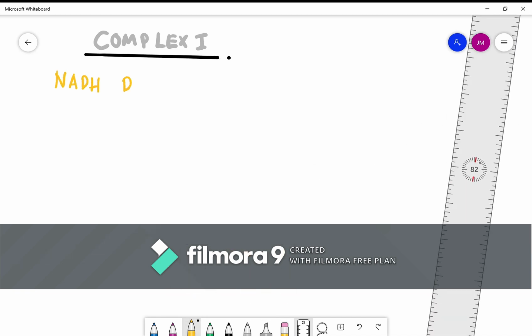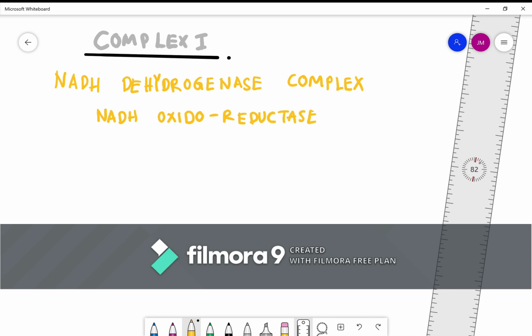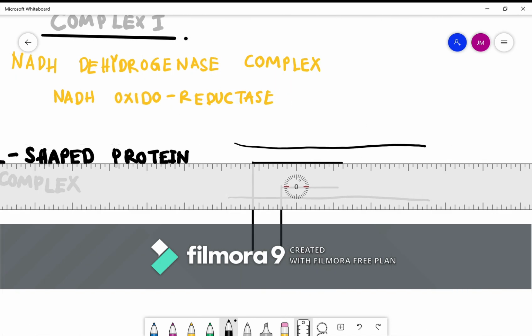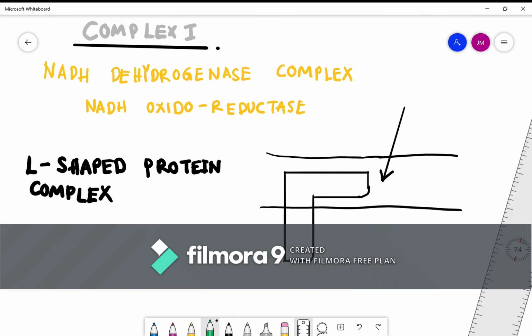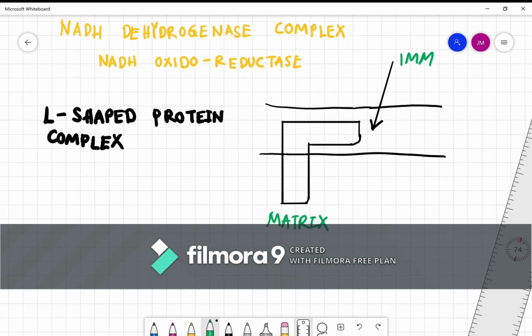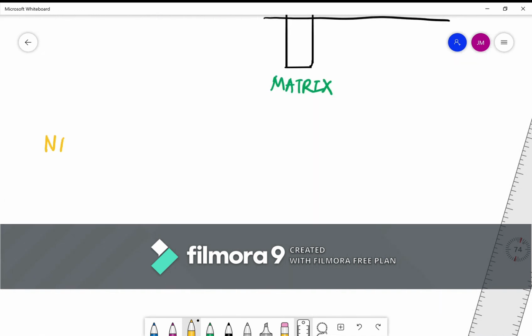Complex 1 of the ETC is named NADH dehydrogenase complex or NADH oxidoreductase. The first complex is an L-shaped protein complex, which is present in the inner mitochondrial membrane, IMM. It has 2 arms. The vertical arm is located inside the IMM, whereas the horizontal arm is located inside the matrix of mitochondria. Complex 1 is called NADH dehydrogenase complex because dehydrogenase removes hydrogen.